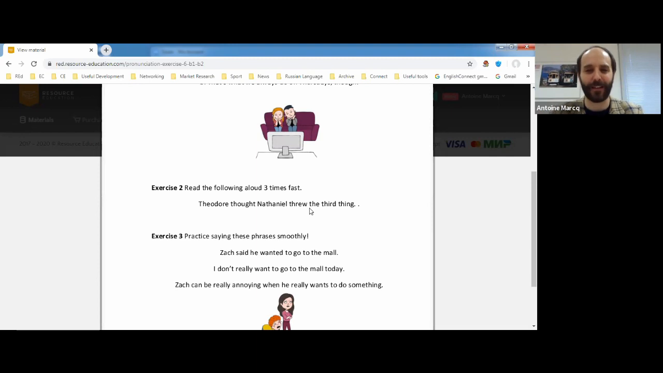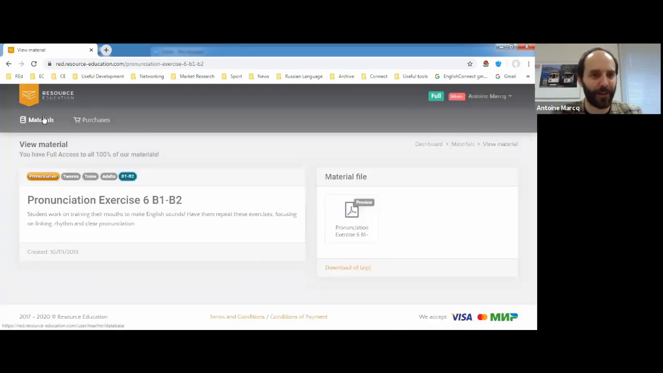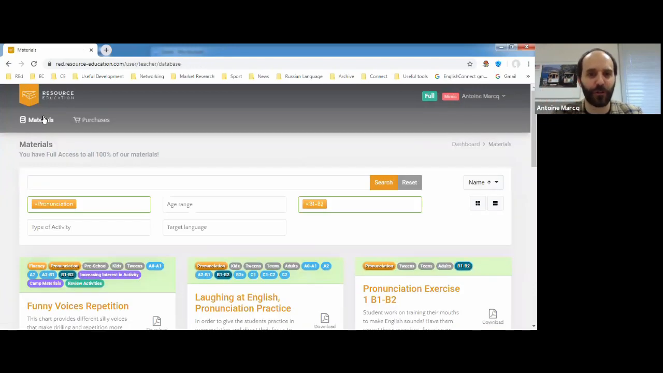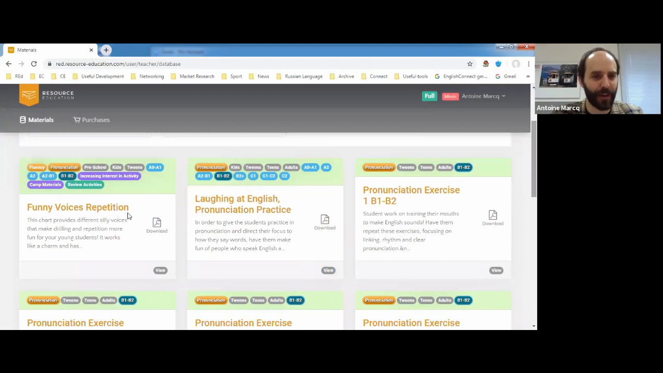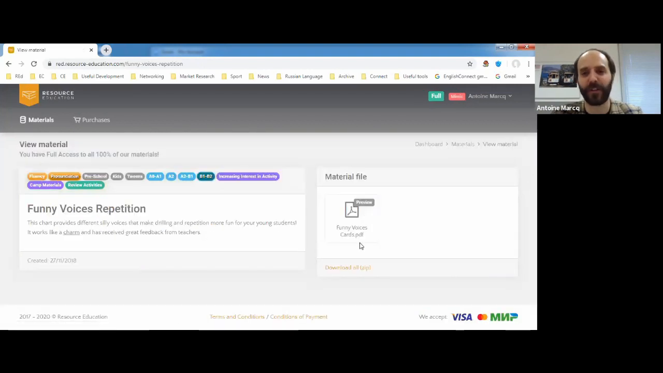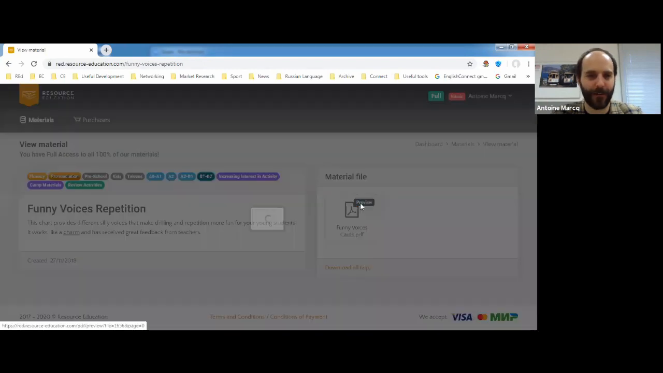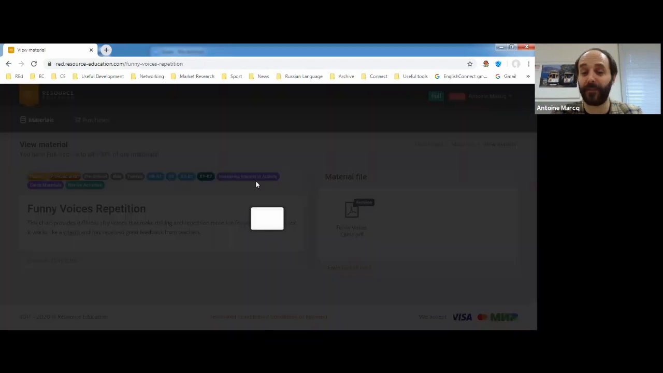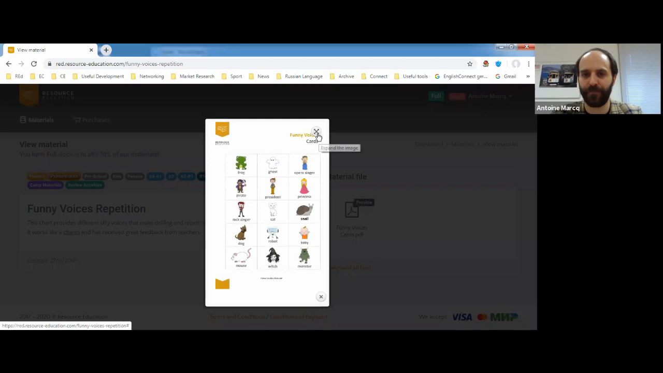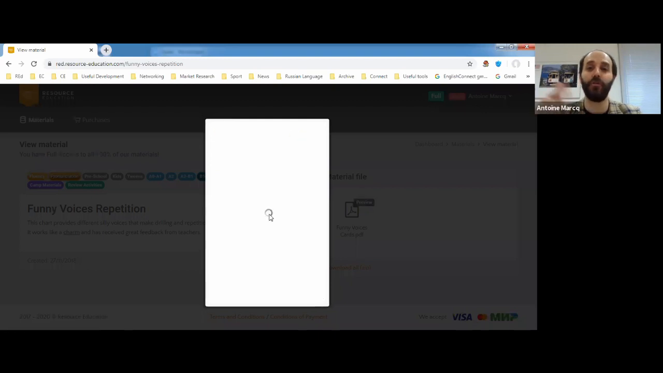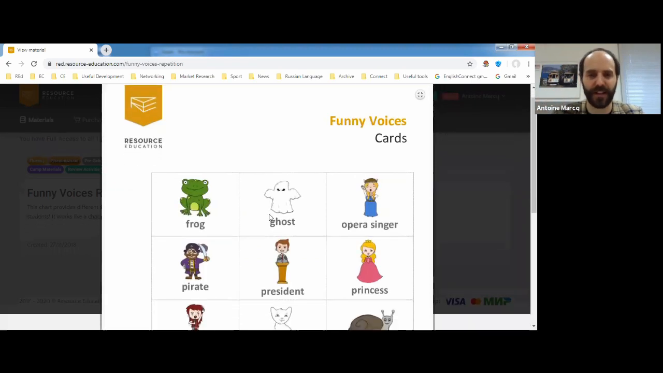So we first had a little fun with that, and I was able to listen to my student, what she understood and how well she pronounced these. And then we had fun with the funny voices repetition. I've shown this before. This is a great little activity. It just gives you cards that you can use repeatedly with all our pronunciation exercises.